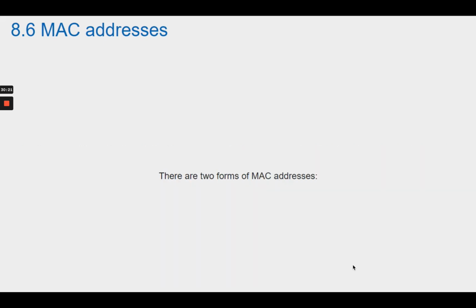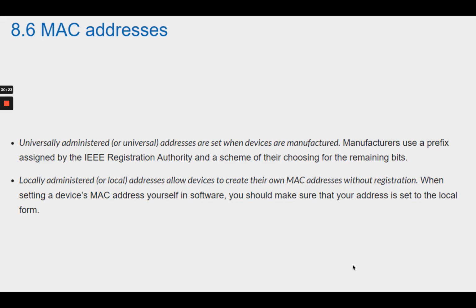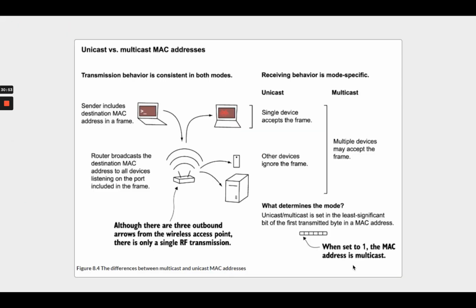There are two forms of MAC addresses. Universally administered, or universal addresses, are set when devices are manufactured. Manufacturers use a prefix assigned by the IEEE Registration Authority and a scheme of their choosing for the remaining bits. Locally administered, or local addresses, allow devices to create their own MAC addresses without registration. When setting a device's MAC address yourself in software, you should make sure that your address is set to the local form. MAC addresses have two modes, unicast and multicast.